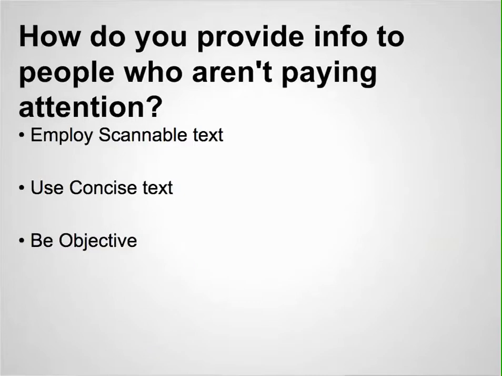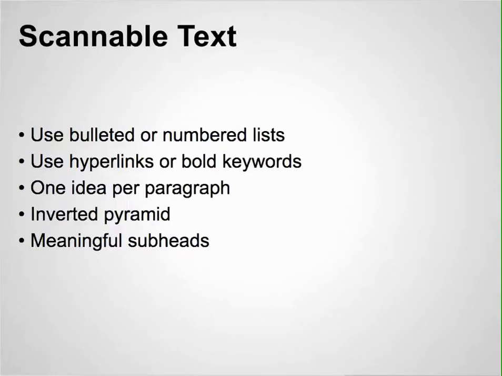So people don't really read online. They scan and then they may read, but people read much less online than they do in print. So how do we give information to people who aren't paying attention? That's the key question here. We're trying to earn an audience. How do we earn that audience if they're not actually going to read what we provide to them? Well, Nielsen suggests 3 tactics. Employ scannable text, use concise text, and be objective. Let's walk through those one by one.